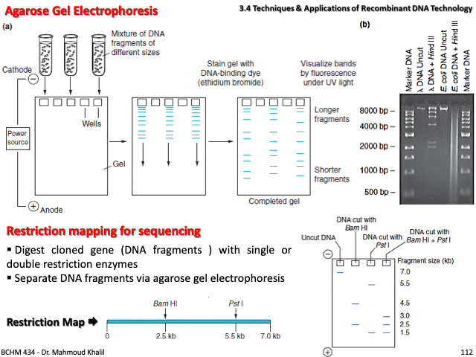This is the DNA which has been run on the agarose gel. You can see there are two sites for the restriction enzymes. Once you cut with BamHI alone, it will generate two fragments of DNA. Once you cut with PstI alone, it will generate two sizes of DNA as well. But when you cut with both, it will generate three different sizes, represented on the agarose gel by three bands.